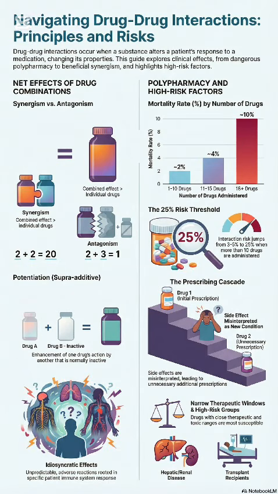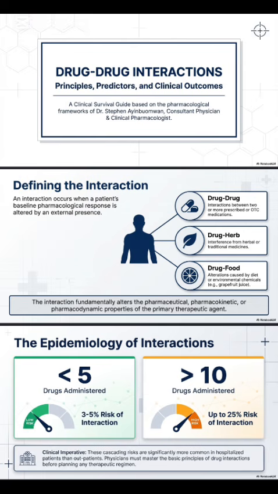In today's video we'll be looking at drug interaction. Okay, so what is an interaction? Well, an interaction occurs when a patient's baseline pharmacological response is altered by an external presence. So it could be drug-herb, or drug-food. Basically, this interaction alters the pharmaceutical, pharmacokinetic, or pharmacodynamic properties of the primary therapeutic agent.